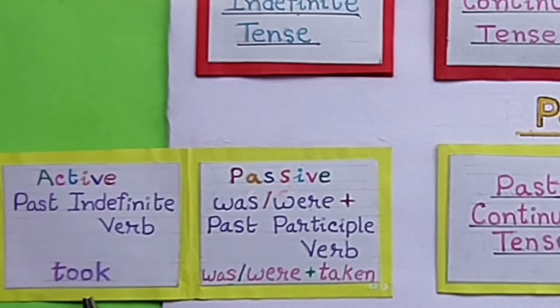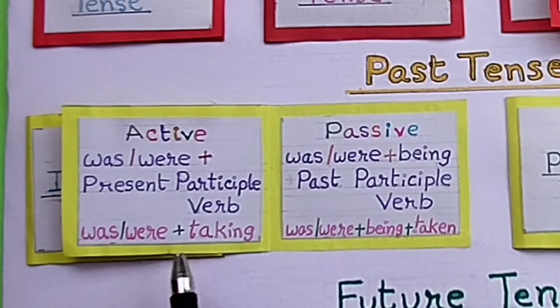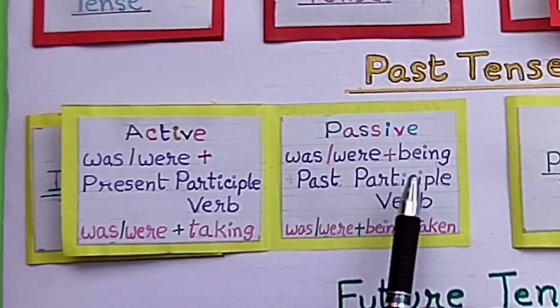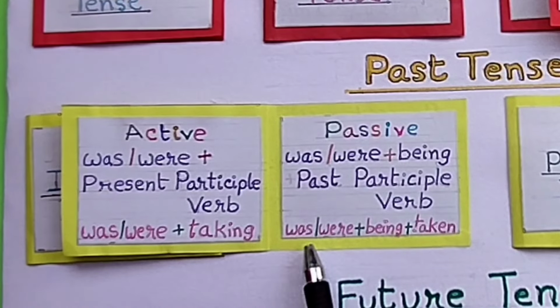Past continuous tense. Active voice: was or were plus present participle form of verb, was or were plus taking. Passive voice: was or were plus being plus past participle form of verb, was or were plus being plus taken. Example of active voice, Onesha was playing badminton. And example of passive voice, badminton was being played by Onesha.